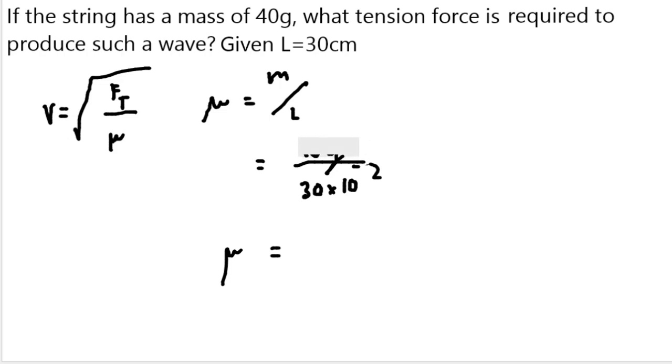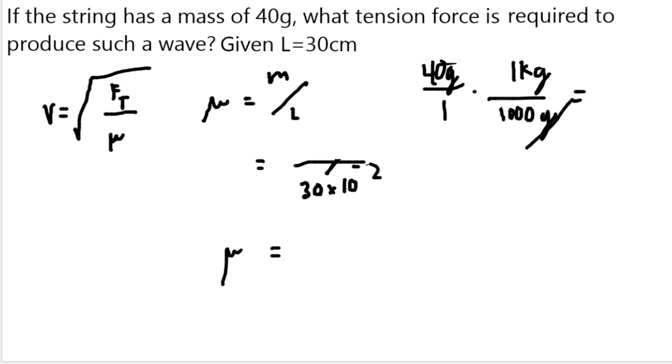We still need to convert 40 grams into kilograms. So we just need to divide this by 1000, since in 1 kilogram we have 1000 grams. What you need to do is cancel the grams here. So what we got is 0.04 kilograms. Then we can just divide this, and the linear density is going to be 0.13 repeating.